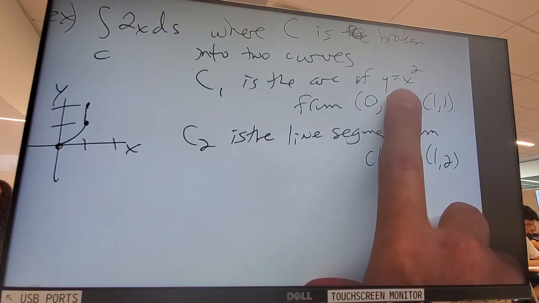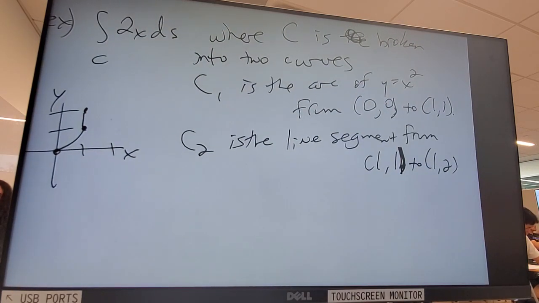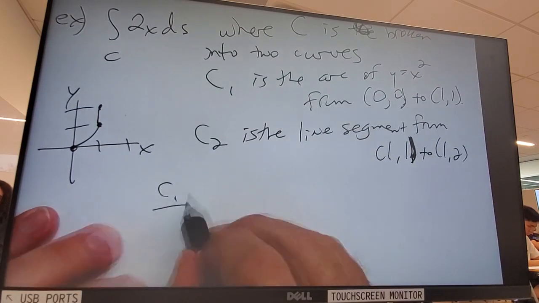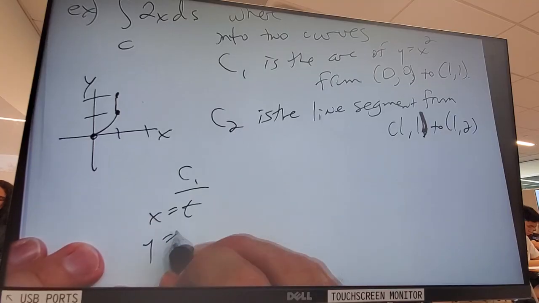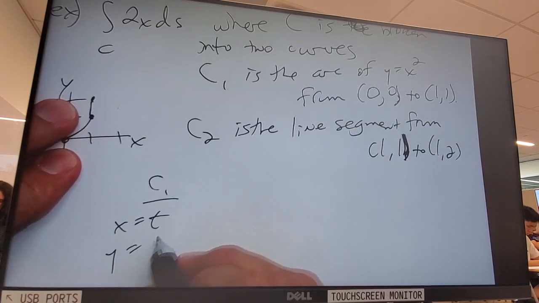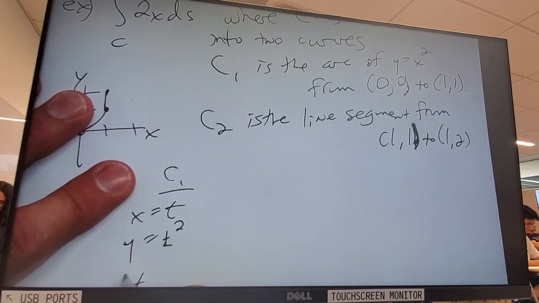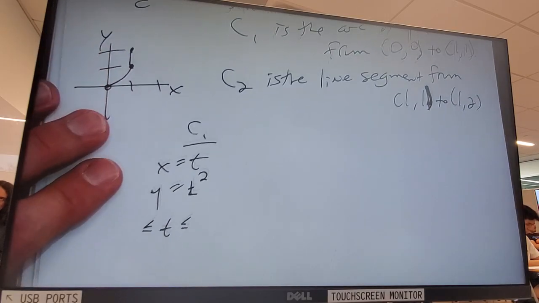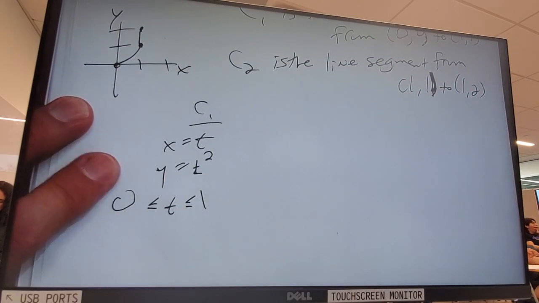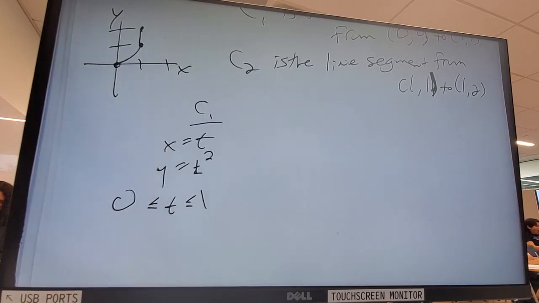This is not circular. That's maybe not the best way to go. Would it work if I did it that way? Yes. I'm not going to do it that way. So, if I look at C1, x is t, so y is what? t squared. And what does t go from and to? 0 to 1. 0 makes it 0, 0. 1 makes it 1, 1.